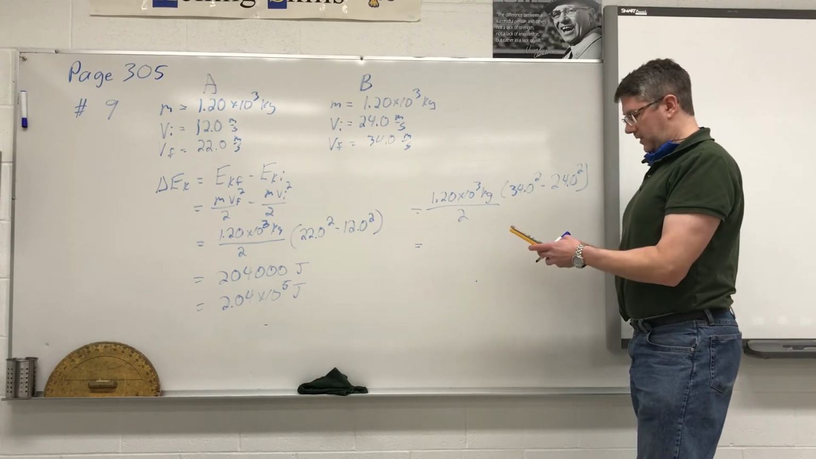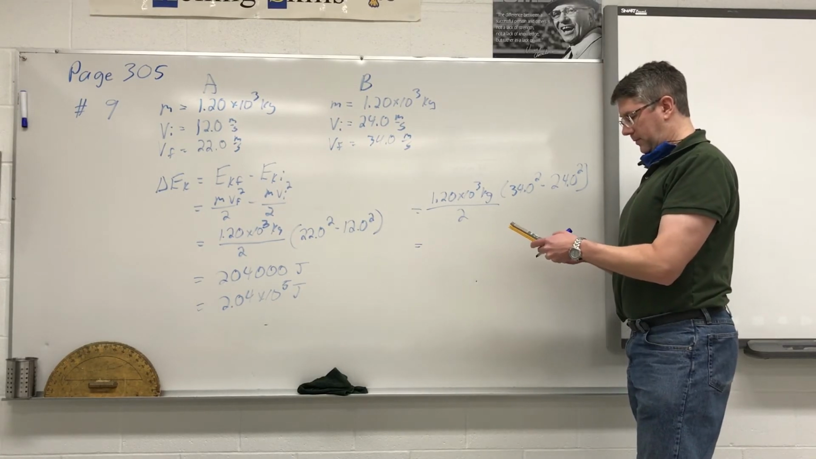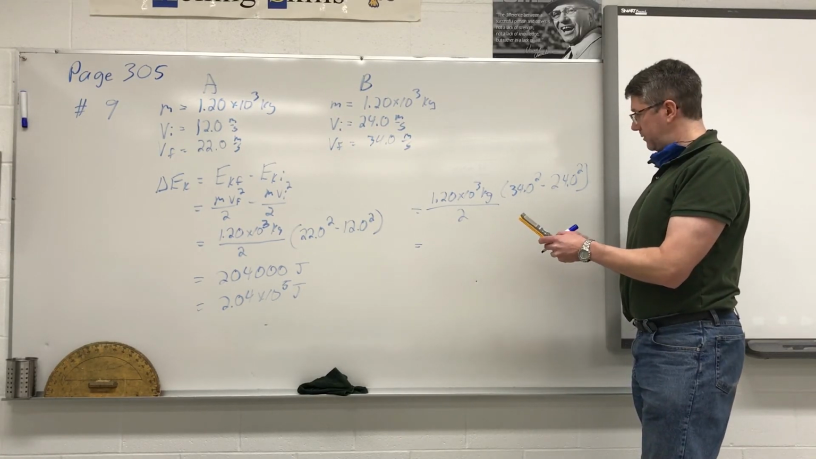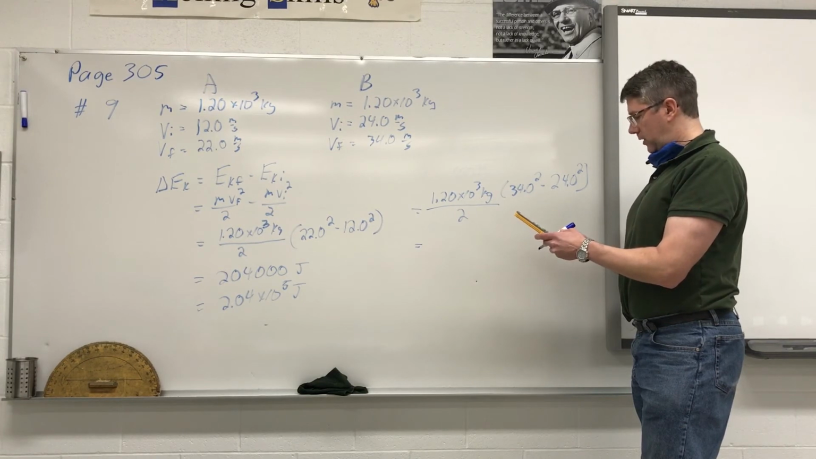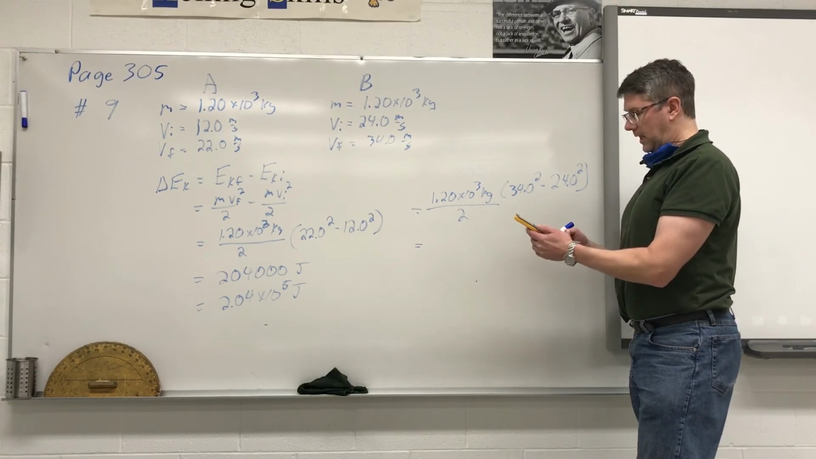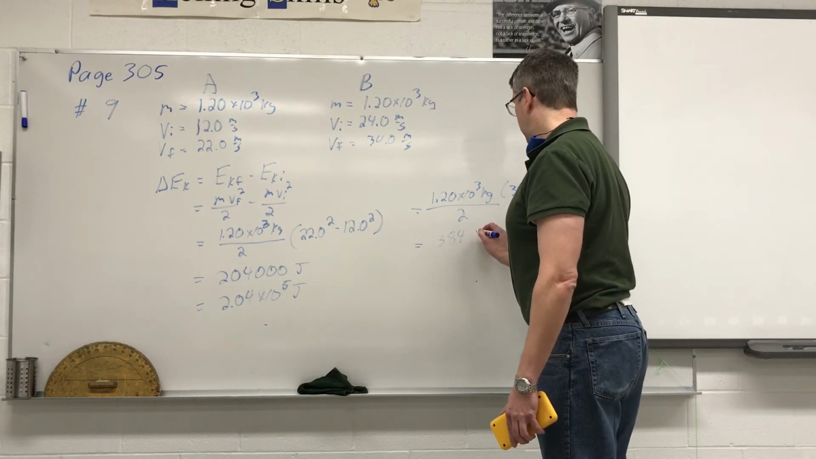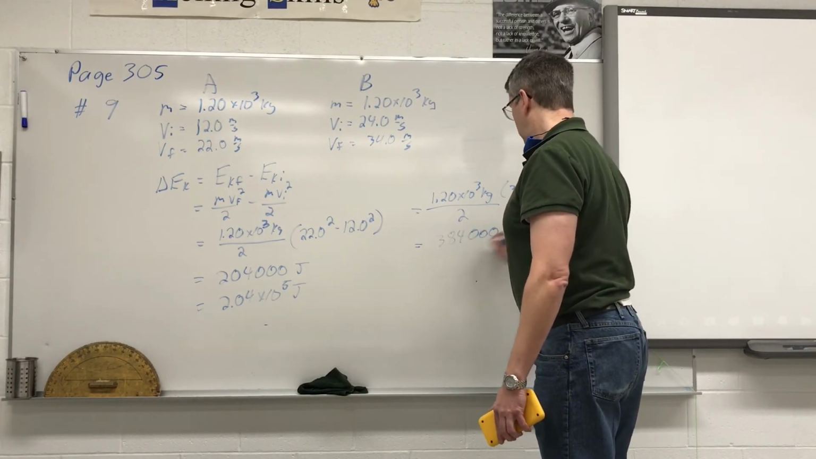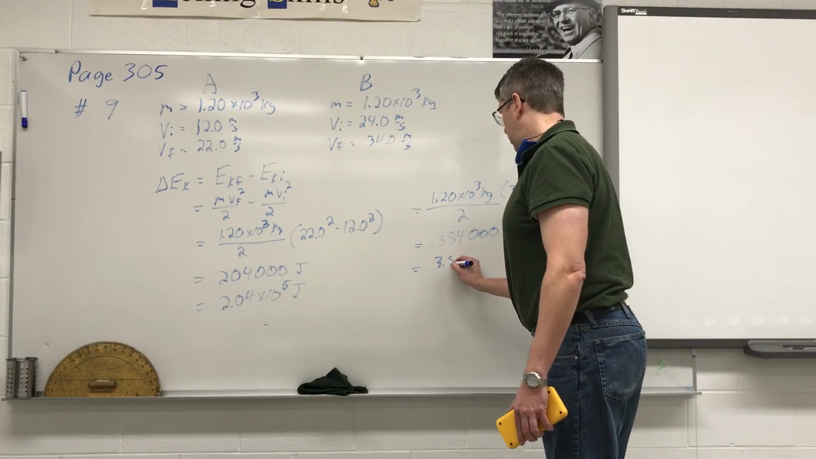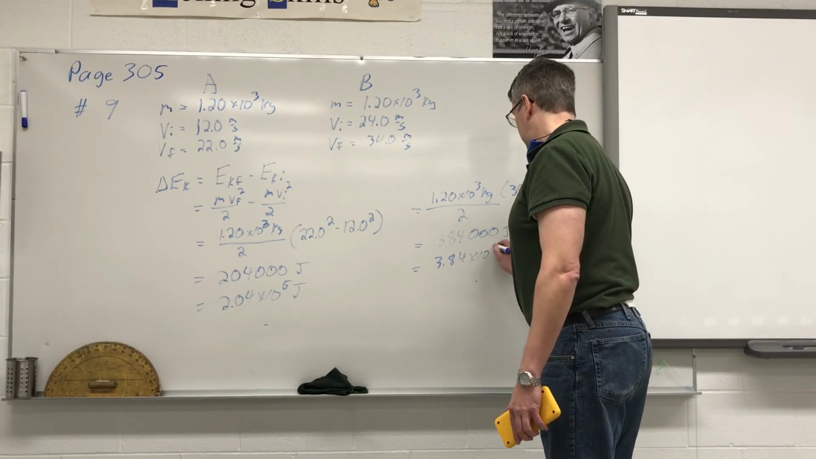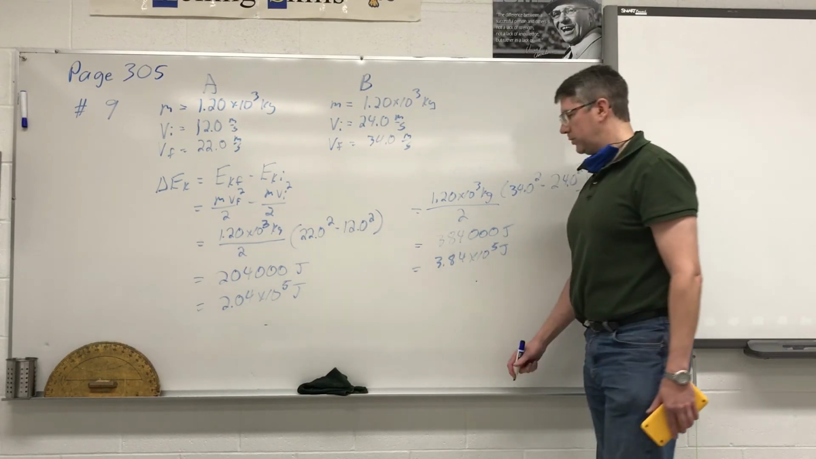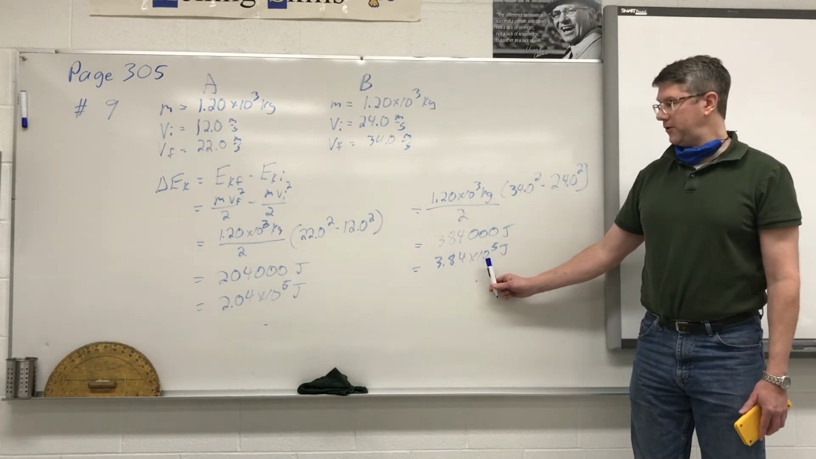And in this case, 1.2 times 10 to the power 3 divided by 2 times bracket 34 squared minus 24 squared means we're going to have 384,000 joules. So 3.84 times 10 to the power of 5 joules as our change in the energy.